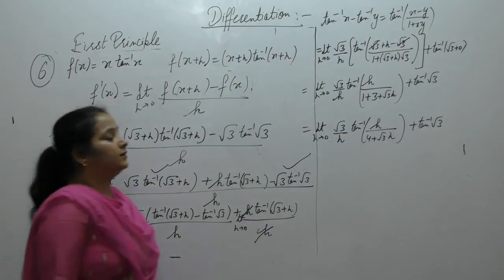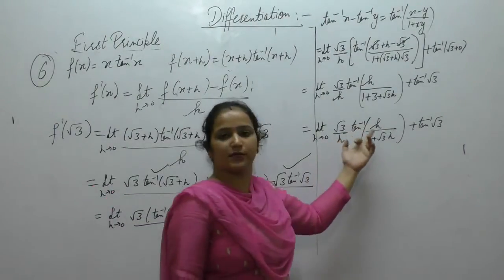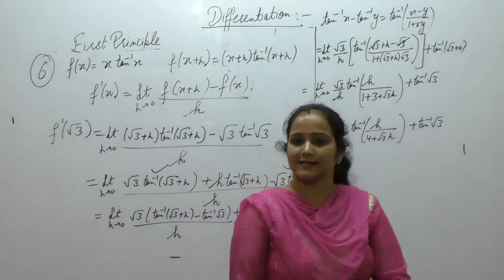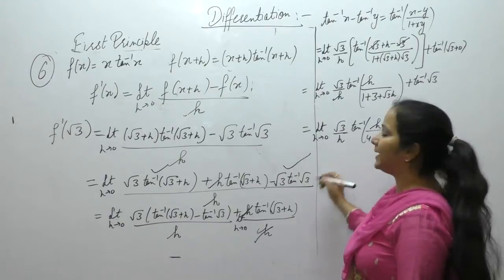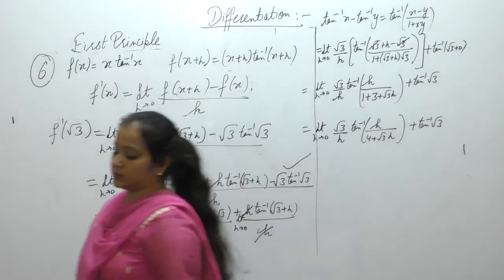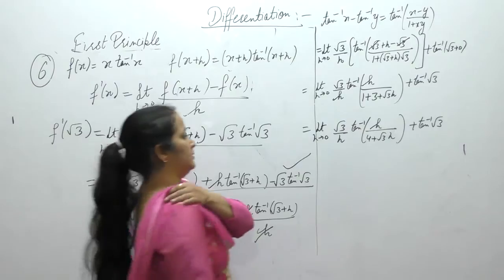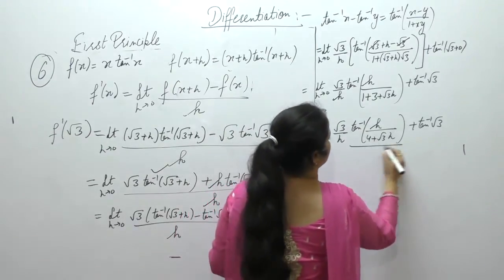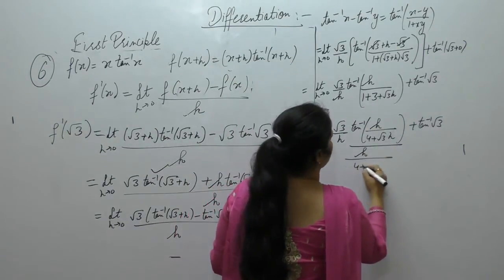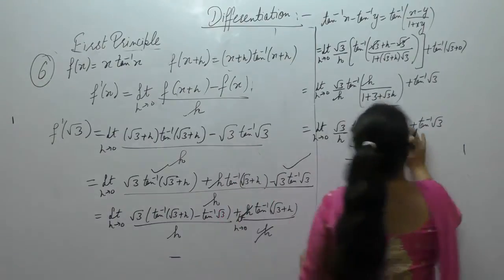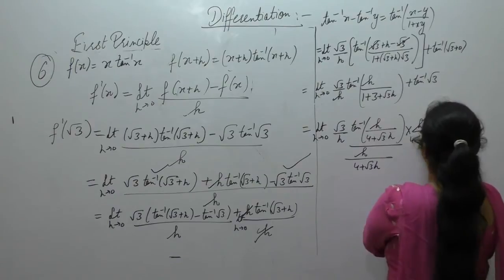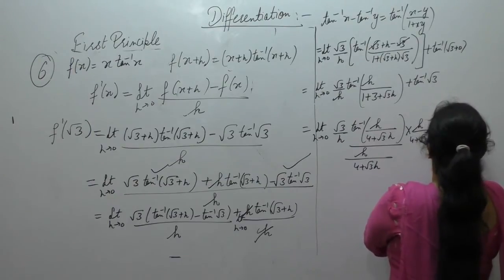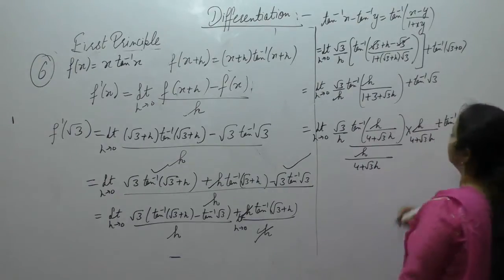Now limit x tends to 0, tan inverse x upon x is 1. Now x is this term. So what we have to do? Multiply and divide by this term. So in the next step, we will write it as h upon 4 plus root 3h, multiply by h upon 4 plus root 3h plus tan inverse root 3.